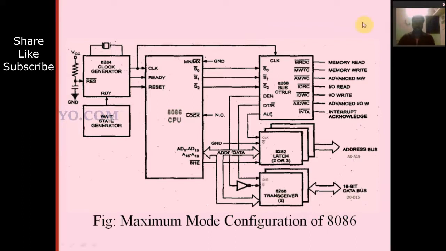So the only difference between maximum mode and minimum mode is that the bus controller is present in maximum mode. In minimum mode the bus controller is not present; instead, the microprocessor itself generates the control signals. So this is maximum mode.